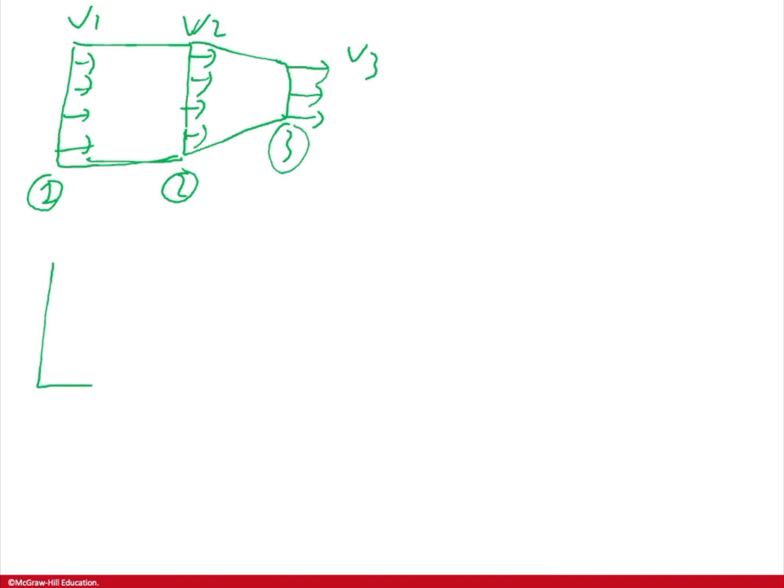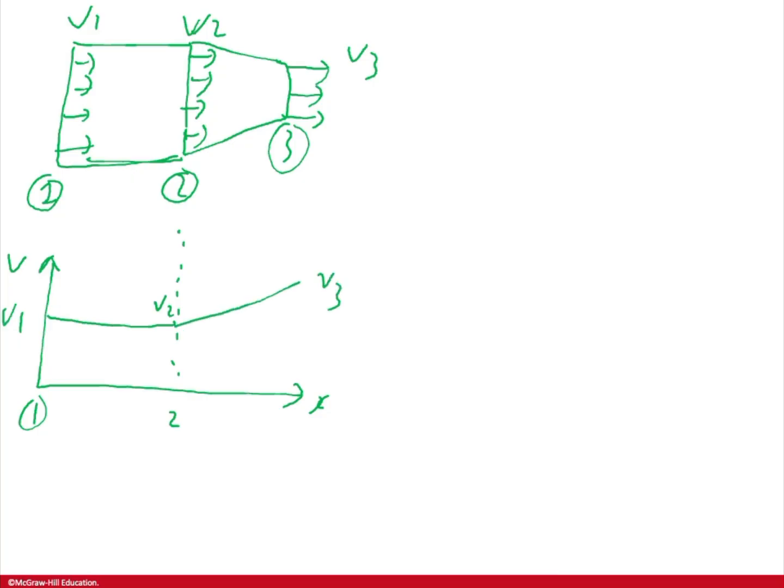If we try to plot velocity with location, the velocity at point 1 is v1, and v1 and v2 are the same, so you have a flat line, and then you start accelerating, so you have an increase in velocity to v3. So again, if you go back to this material derivative.